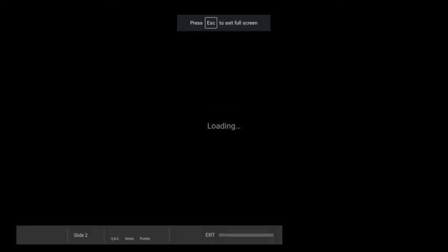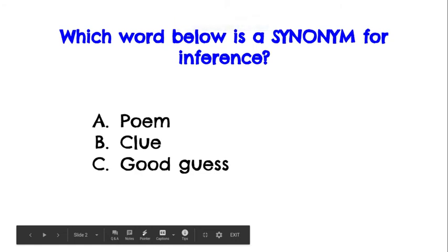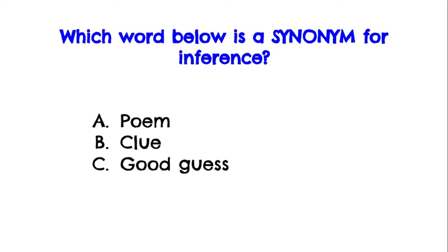Which word below is a synonym for inference? A synonym would be a word that means the same. A, poem. B, clue. C, good guess. Okay, the correct answer would be C, good guess, because an inference is really a good guess about what is happening in a story based on clues and schema.